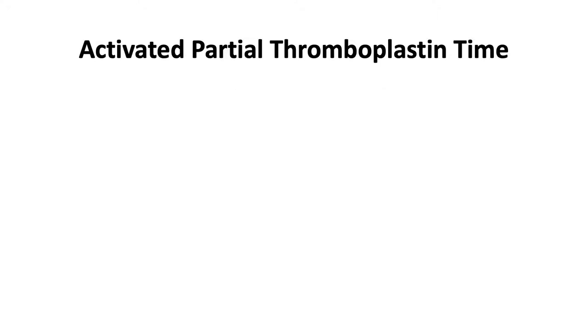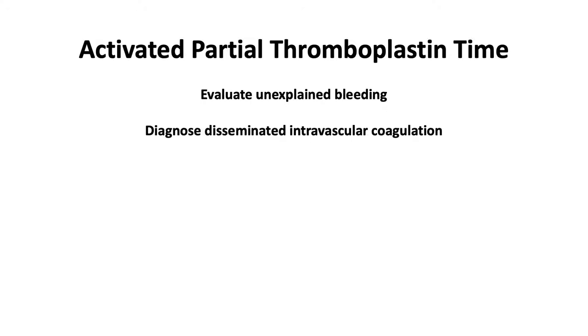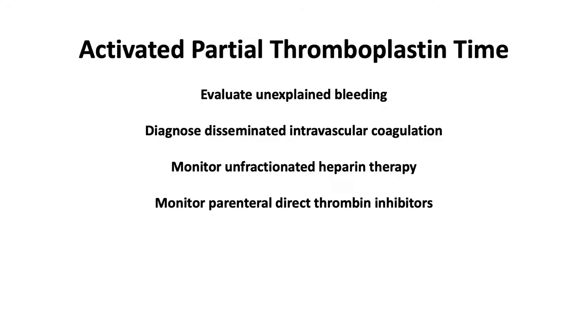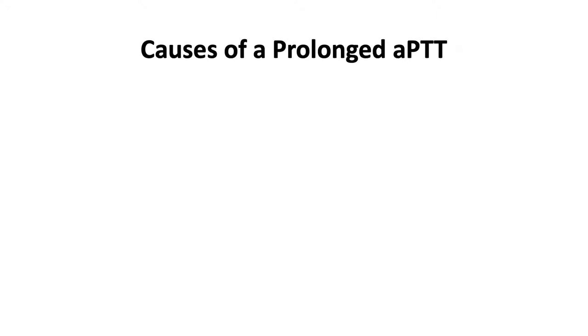The aPTT can be used to evaluate unexplained bleeding, diagnose disseminated intravascular coagulation, monitor unfractionated heparin therapy, and monitor parenteral direct thrombin inhibitor therapy. Causes of a prolonged aPTT include anticoagulants like unfractionated heparin, direct thrombin inhibitors, and factor 10A inhibitors.